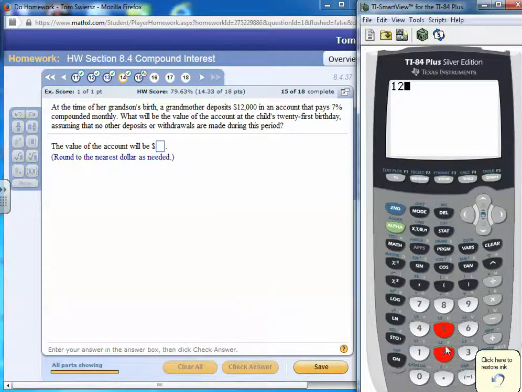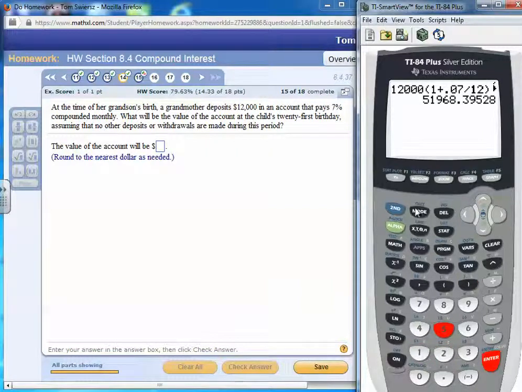So again, the principal was 12,000, left paren, 1 plus 0.07 divided by 12, exponent raised to the 12 times 21st power, $51,968.39, rounded to the nearest dollar to the left of the decimal.